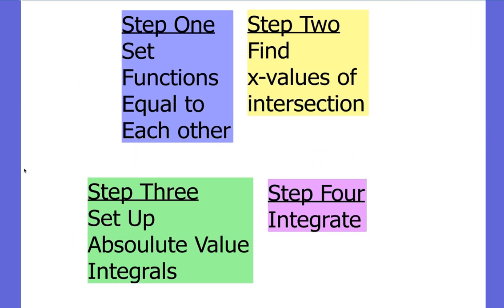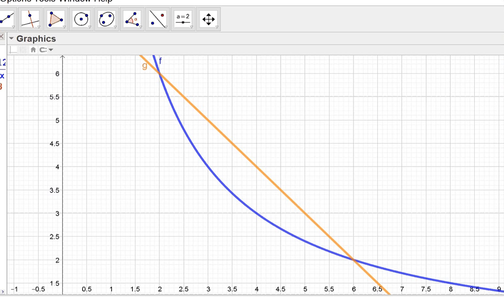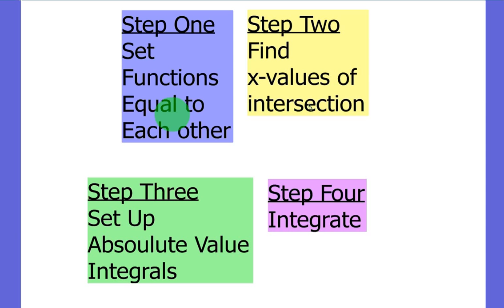The first thing we're going to do is set the functions equal to each other. This is going to be where those x values are that they cross. So this will give us this x value here and this x value down here. Without that, we really have no boundaries, and we certainly can't take a definite integral without the boundaries. And remember, the definite integral is going to help us find the area. So we're going to set the functions equal to each other for step 1.